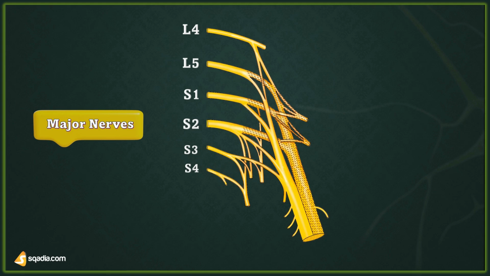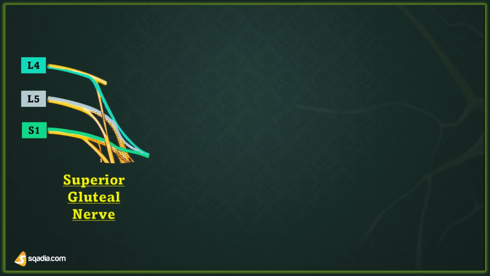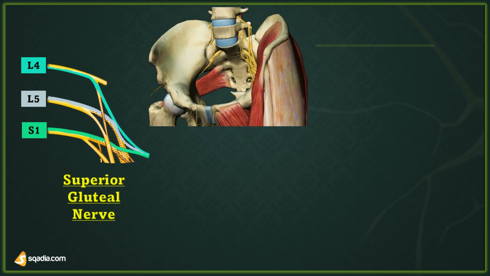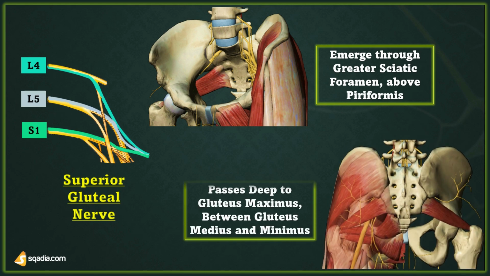The first branch of the sacral plexus is the superior gluteal nerve. This nerve arises from the sacral plexus, specifically from the ventral rami of L4, L5, and S1 spinal nerves. After its origin, the superior gluteal nerve emerges through the greater sciatic foramen, above the piriformis muscle, which is one of the deep muscles of the buttocks. It then passes deep to gluteus maximus, between the gluteus medius and gluteus minimus muscles.